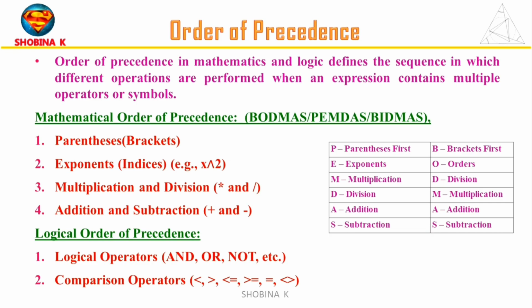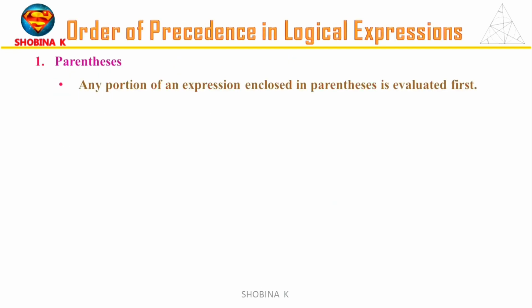To evaluate complex logical expressions, you must know the order of precedence of logical operators. We will now delve into the logical order of precedence, which is a fundamental concept in propositional logic. In logical expressions, order of precedence determines the sequence in which the logical operators are evaluated. There are three key principles in understanding how logical operators are evaluated. First, parentheses. Parentheses are used to group parts of an expression and are evaluated first. So any content within them will take precedence over the other operators. And this allows you to explicitly control the order of evaluation in logical expressions.